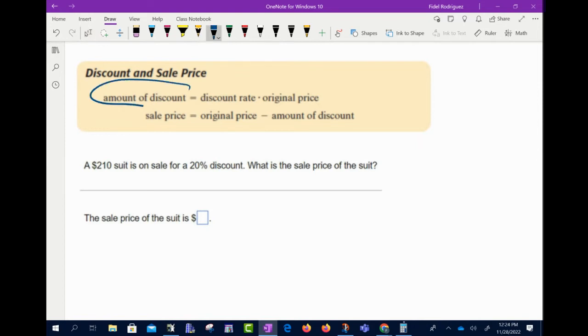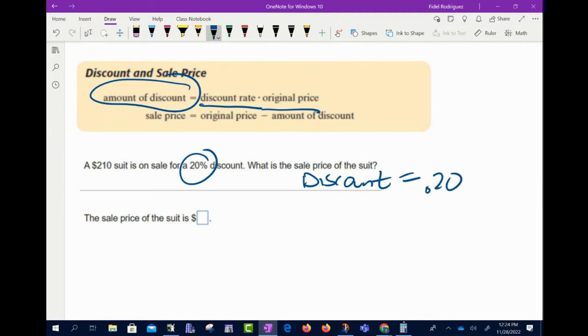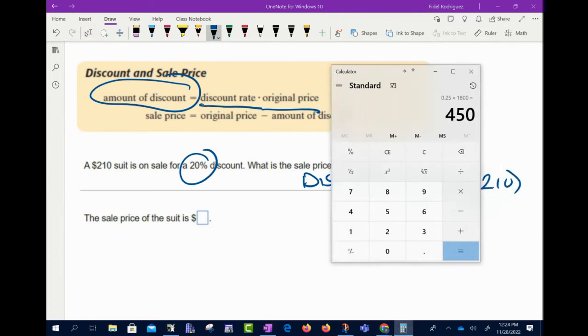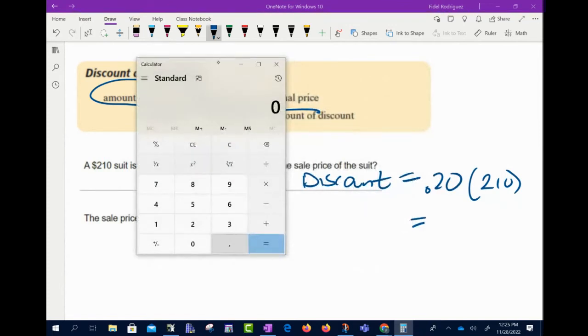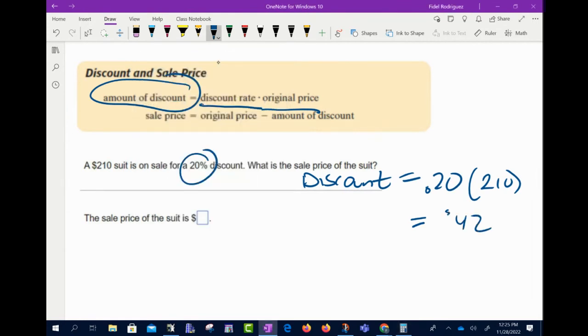Okay, so y'all, the first thing I want to do, I want to find the amount of the discount. So the way I'm going to find the amount of the discount is I'm going to take the discount rate, 20%, 0.20. We're going to multiply it by the original price, which is 210. Okay. So let me take my calculator here, 0.20 times 210, $42. That's the amount of the discount.